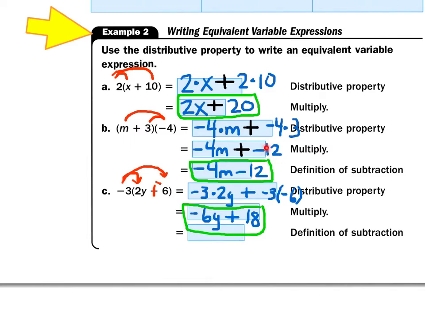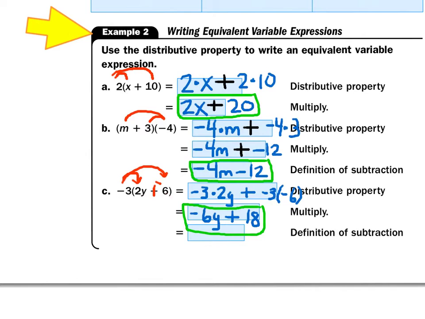Now this is where the book is hoping you're going to use the definition of subtraction here. When you see plus and negative, that's the exact same thing as minus. So you could rewrite it as negative 4m minus 12. And then take a look at example C. I have negative 3 times the quantity 2y minus 6.